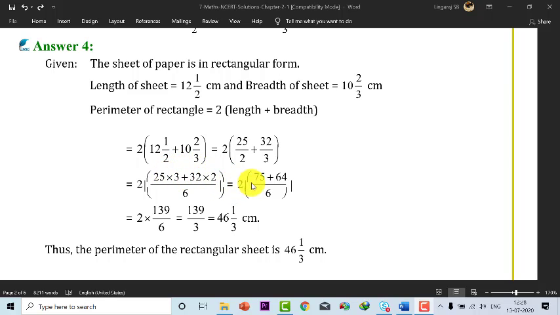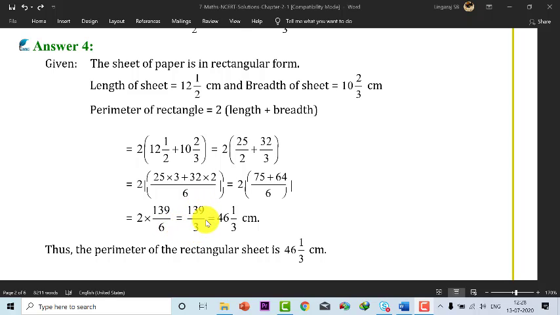25 3s are 75 and 32 2s are 64, divided by 6 here. Then the sum of 75 and 64 is 139. So 2 into 139/6, and then here 2 and 6 will get cancelled. 2 1s are 2, 2 3s are 6. So 139/3 remains.